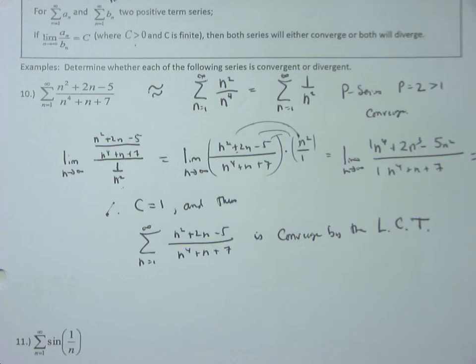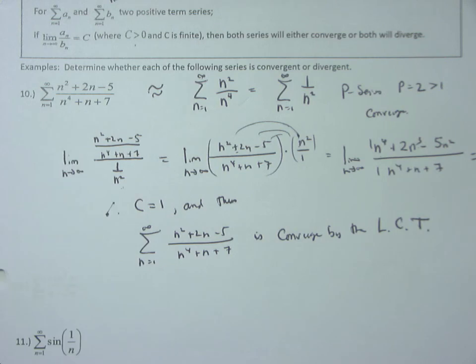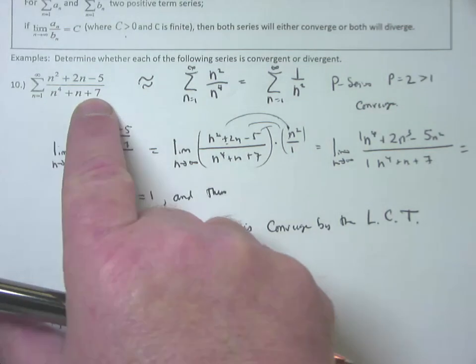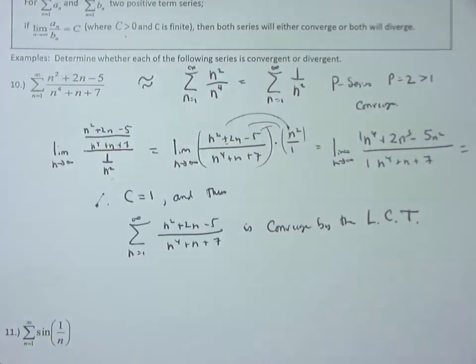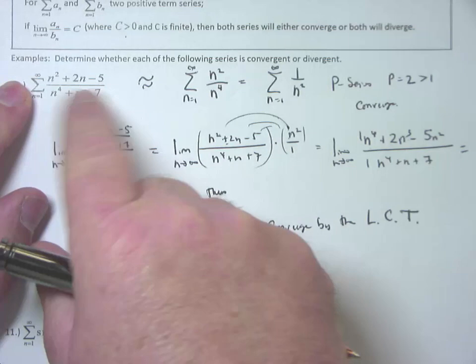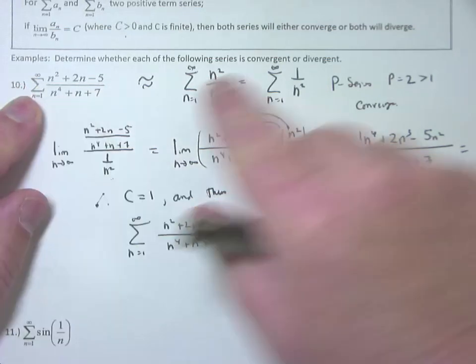The trick on these limit comparison tests, and I call this the mental comparison test, is to look at this guy. This was the sum as n goes from 1 to infinity of (n squared plus 2n minus 5) over (n to the 4th plus n plus 7). When you're looking at these classic series of polynomials over polynomials, the guy that's in charge is the degree term. In the numerator, n squared plus 2n minus 5, the degree term comes from that n squared. And for the denominator, it's n to the 4th. So I just focus on that.